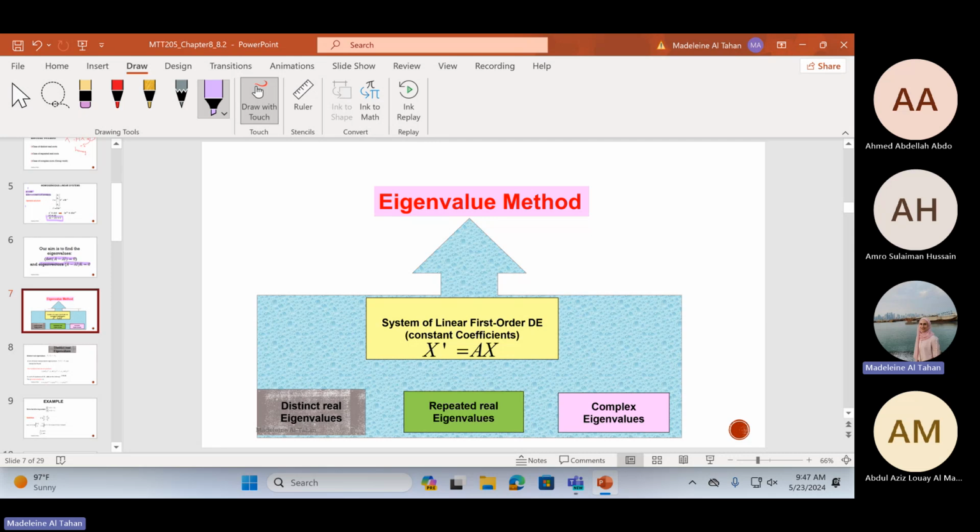So we have here basically three cases: the distinct, the repeated, and the complex. We'll start with the distinct. We'll solve two examples. If we have enough time, we'll do also the repeated eigenvalues. Okay, miss?